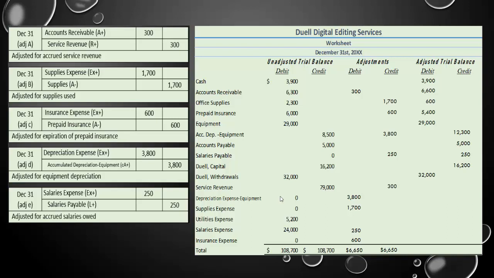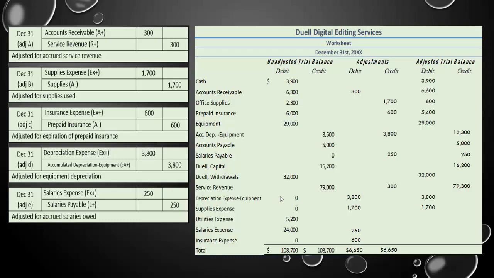Service revenue had a credit balance of $79,000, and we credited it for another $300 during our adjustments, which means since they're both credits, let's add them together and make it a balance of $79,300 on the credit side. We didn't have any depreciation expense on our books in our unadjusted trial balance, but we recorded a $3,800 expense during our adjustments, which means on our adjusted trial balance, we're going to have a debit balance of $3,800. Same concept is going to give us supplies expense of $1,700 on our adjusted trial balance.